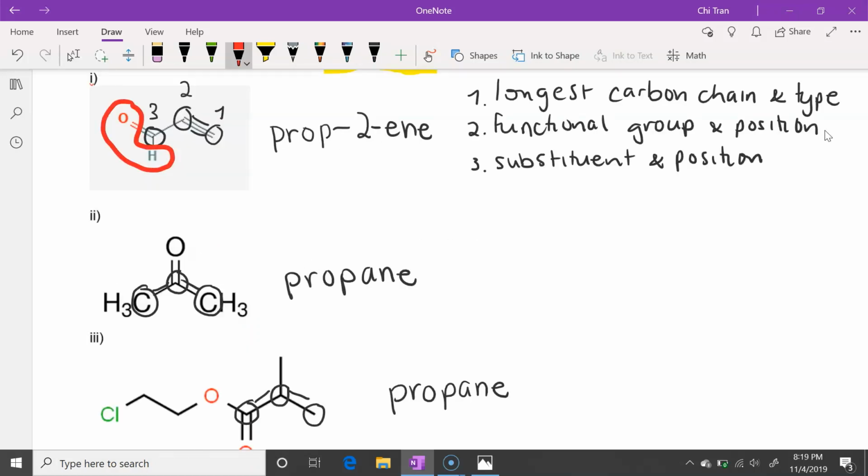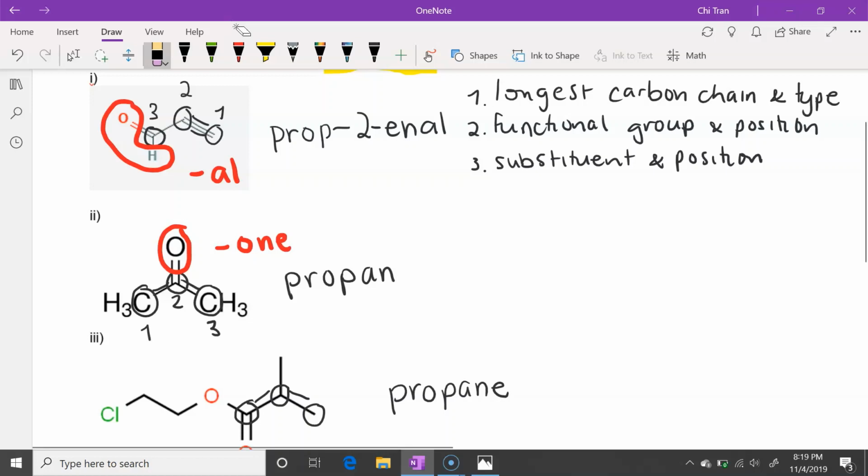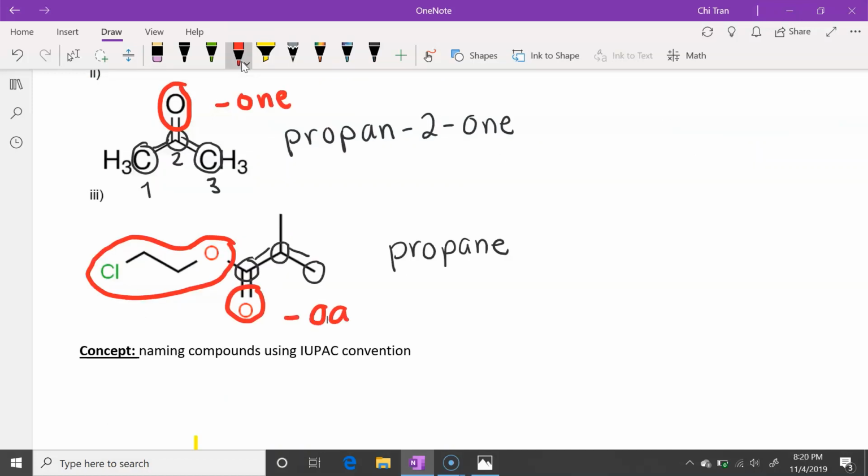The second step is to determine the functional group and the position. So in the first question, the functional group is indicated in red, and that is an aldehyde group with the suffix of al. So we're going to change the name with that suffix. Second question, the functional group is the double bond to O, and it's a ketone with the suffix of one. And we also need to determine the position. It's on the second carbon, so we simply need to put propan-2-one. And lastly, in the third question, the functional group is the double bond to O and the bond to O with a substituting group, and that is an ester with the suffix of oate, and we're going to change the name with that suffix as well.